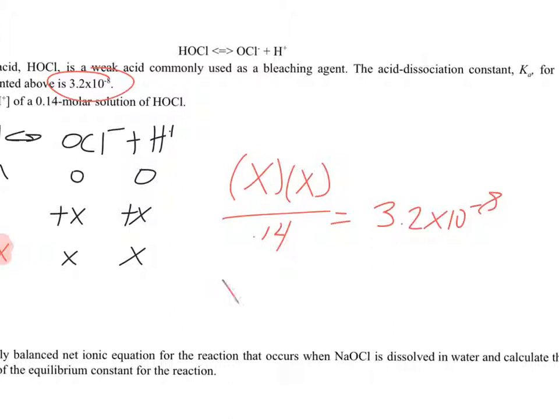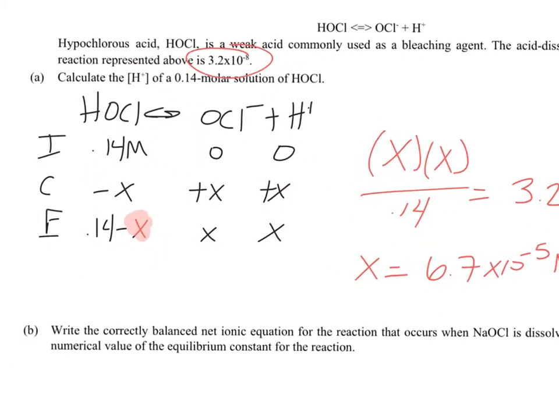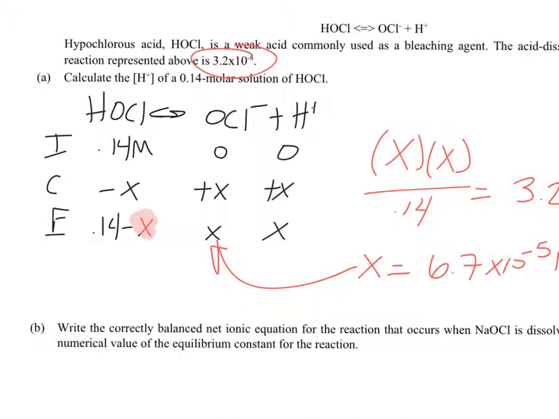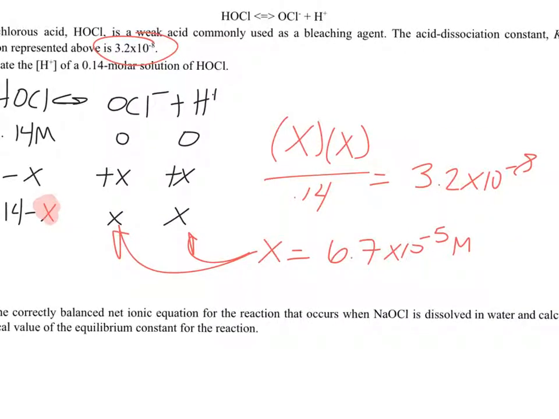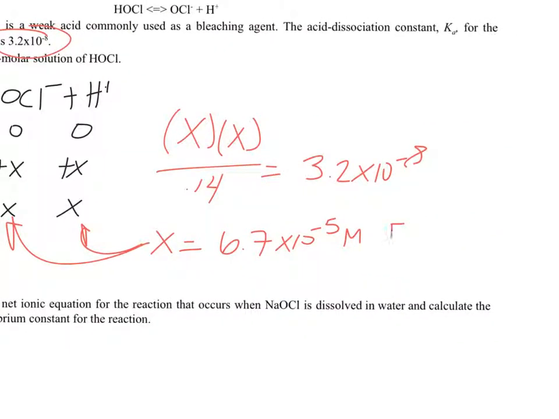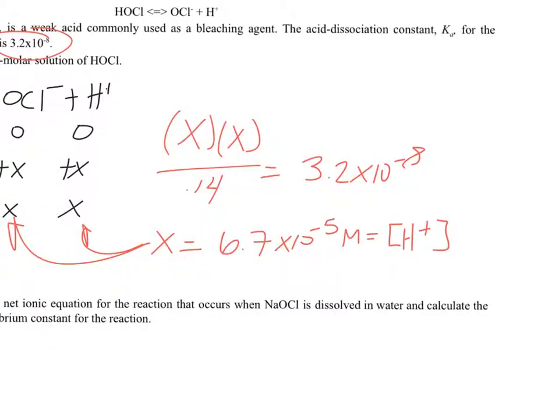negative 8th. Solve for X, and X is equal to 6.7 times 10 to the negative 5th molar, which is it. We've answered our question. It happens to be the concentration of the OCl- and the concentration of the H+. So there you go. H+ concentration equals that.